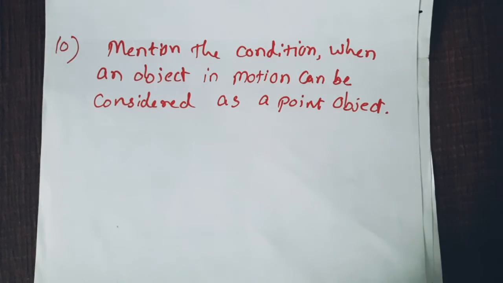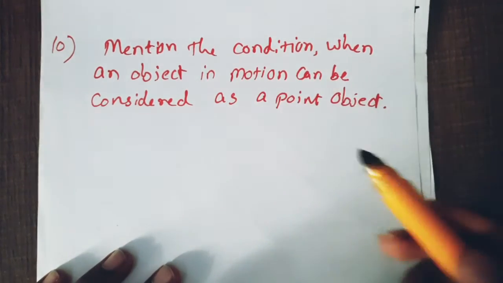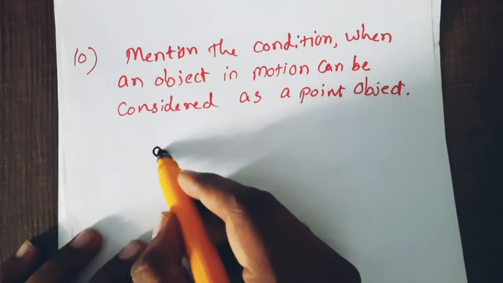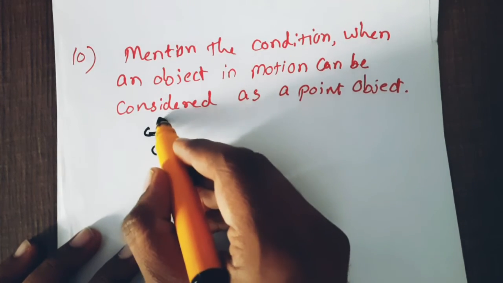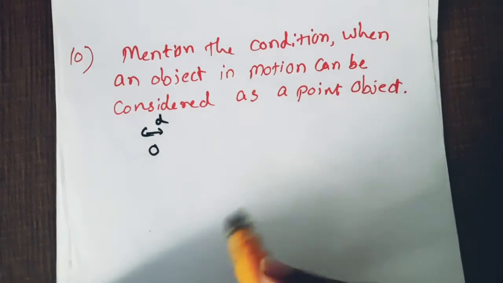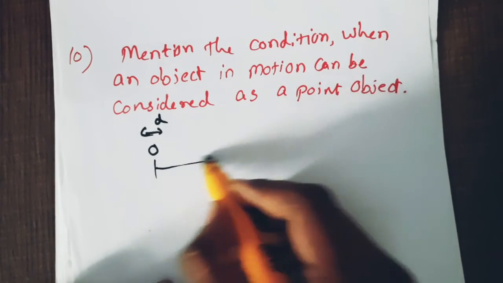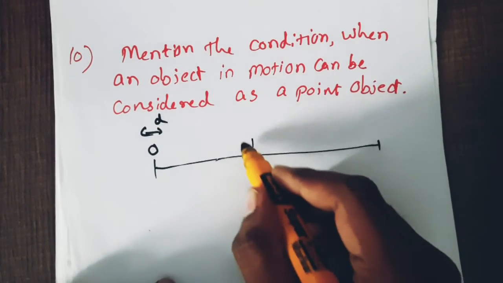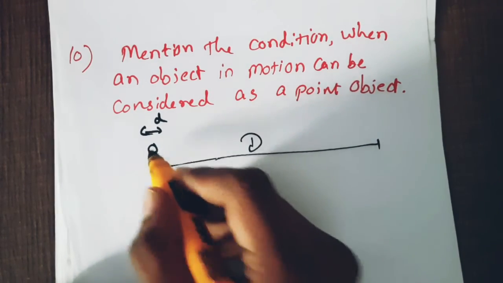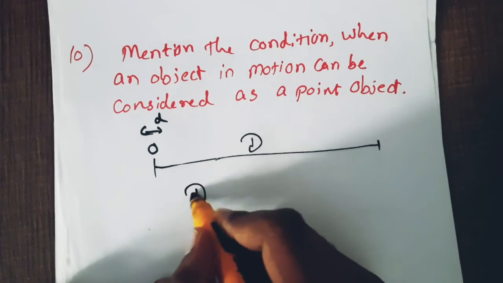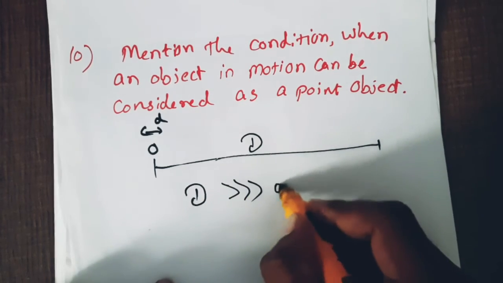Now last question of our assignment. Mention the condition when an object in motion can be considered as a point object. When objects are considered under motion, let us say this is object, and if we say its size or diameter is d. Let us consider a round object and its diameter is d, and if we consider the motion of this object from here to here, and let us say its distance covered is capital D, then we can consider this object as point object if the distance D which we measure during its motion is very much greater than the size of object d.